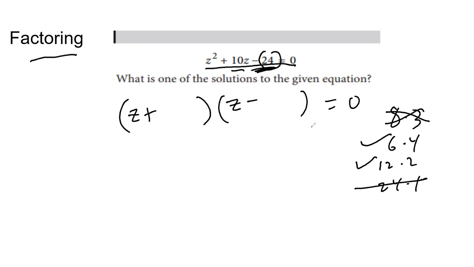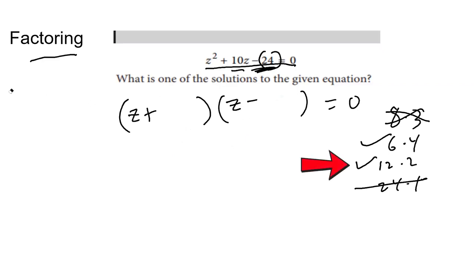All right, let's try 6 and 4. If I put 6 and 4 in, that's going to give me 6z and negative 4z, and that's going to give you 2z. So it can't be that. Let's try switching the 4 and the 6 around. Let's see, 4 here, 6 here. All right, this will give you 4z and negative 6z. That's not going to work. So let's hope that the 12 and 2 work.